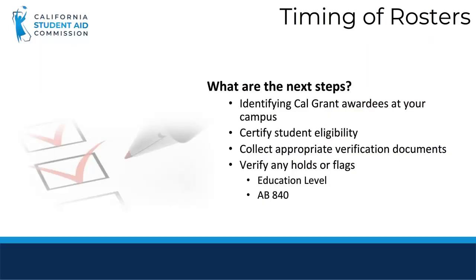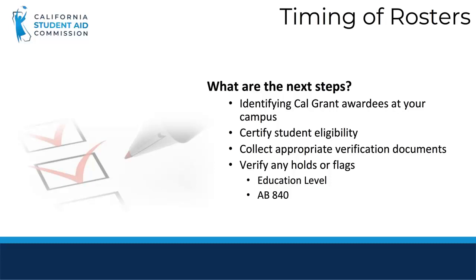The next steps after the Commission opens the roster include identifying Cal Grant awardees at your campus. Schools can utilize the award status extract process to help identify Cal Grant awardees that are either on campus or have signed intent to enroll at their school. The next slide will talk more about this process in detail.